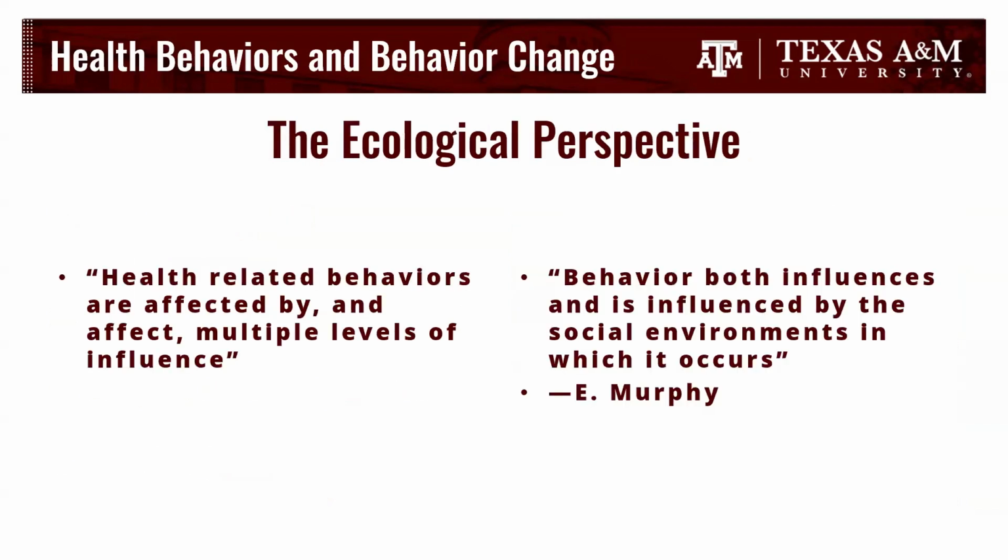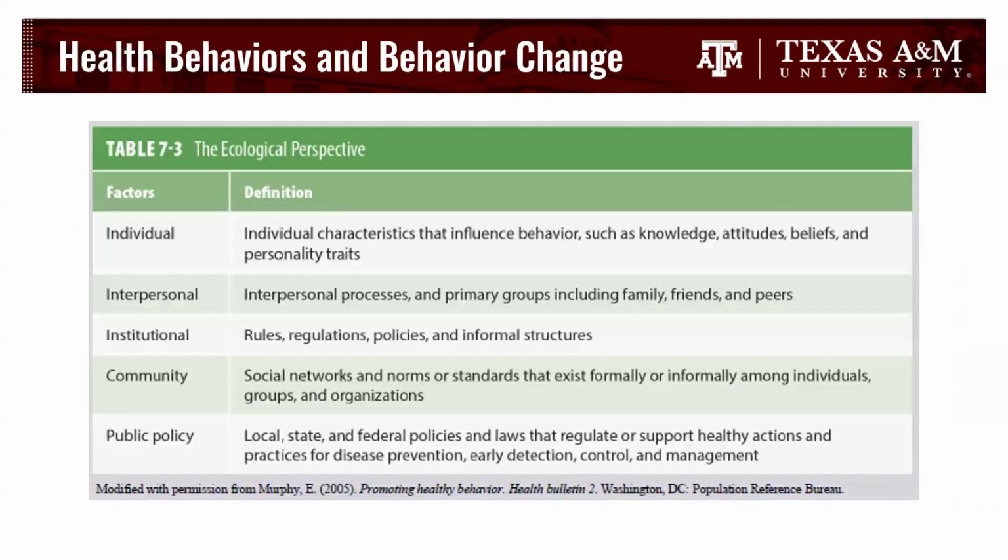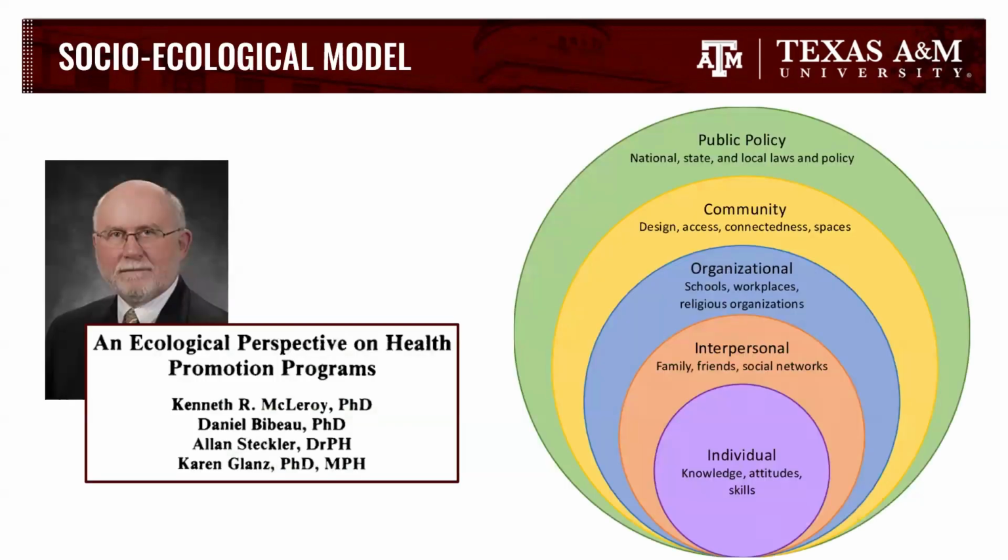So the first one is one that we already looked at during, I think it was week 2 of class, the ecological model. Quick review, this is the idea that we all exist within these different levels. There's the individual level, our individual characteristics and traits like knowledge, belief, personality. Interpersonal is that next level. It's people around us, family, friends, peers, more of that immediate group of people in our social group. Then institutional or organizational, so rules, regulations, policies, and informal structures. Then community, and then public policy. And like I said, we did go over this in the first week or 2 of class, and it's just that idea of having these levels that affect us.